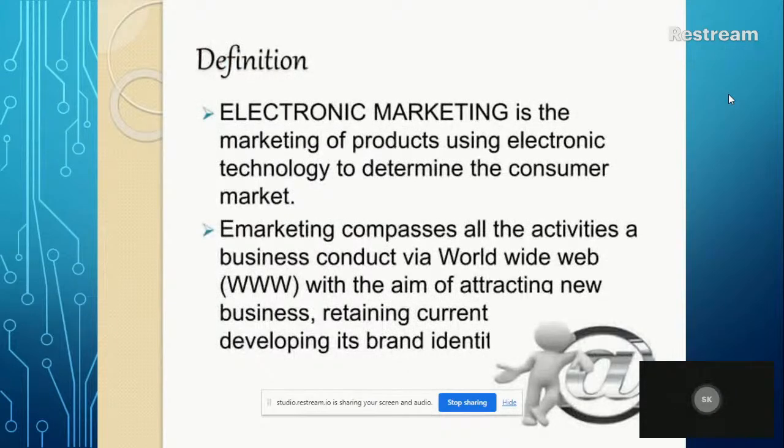So the definition is that electronic marketing is the marketing of products using electronic technologies in order to reach the consumer. For example, there are different websites available, Flipkart, Amazon. Through these, we can place the order and receive the order. So this helps marketing. Consider a small business: they need to advertise their business. In that case, e-marketing will be very helpful.